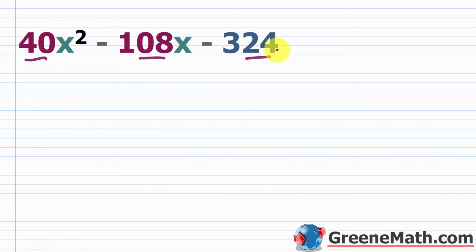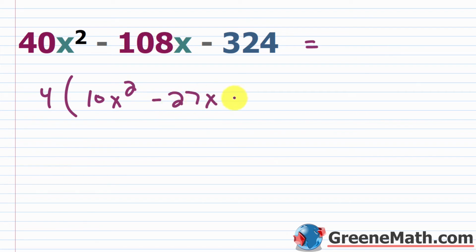That tells me this number is divisible by 4. So it looks like I'm going to be able to pull out a 4 here. And so inside the parentheses, I would have 10x squared. 108 divided by 4 is going to be 27, so minus 27x. And then minus 324 divided by 4 is going to be 81. All right, so let's think about this.